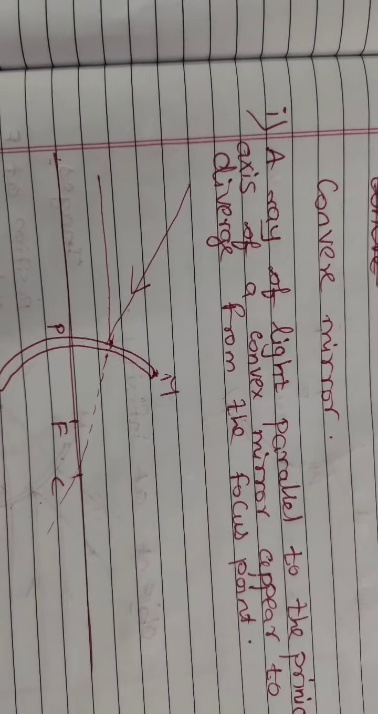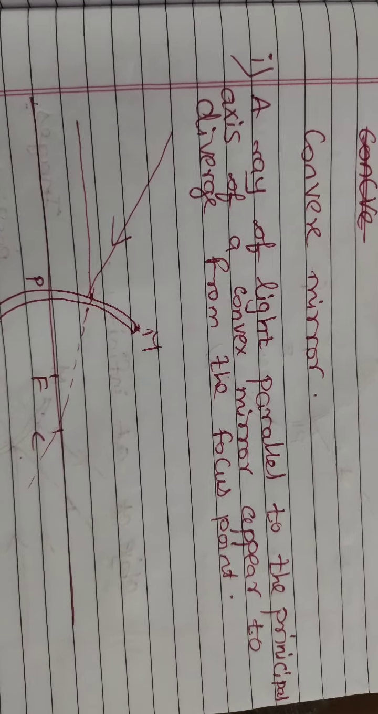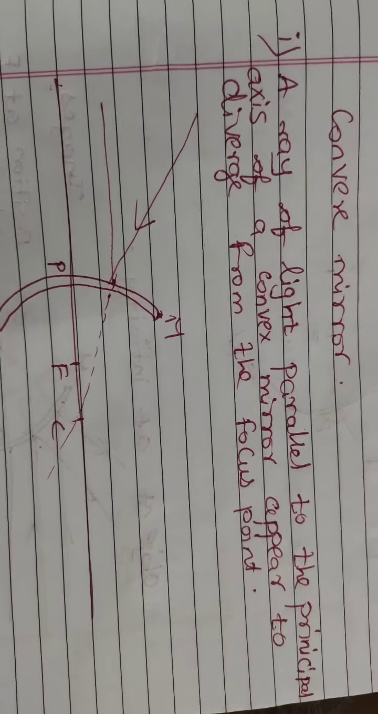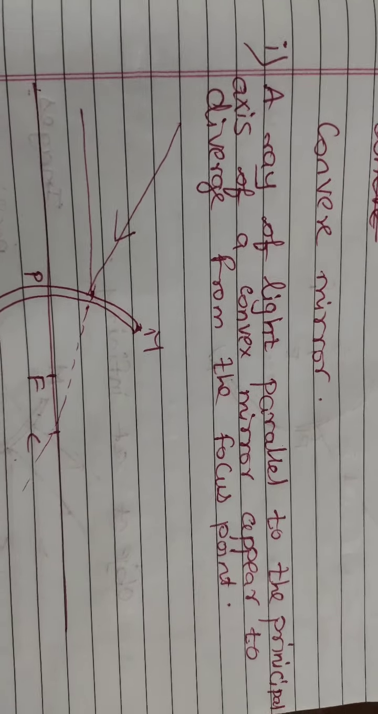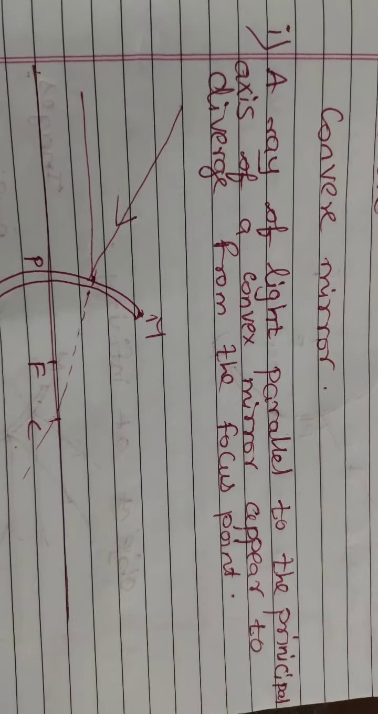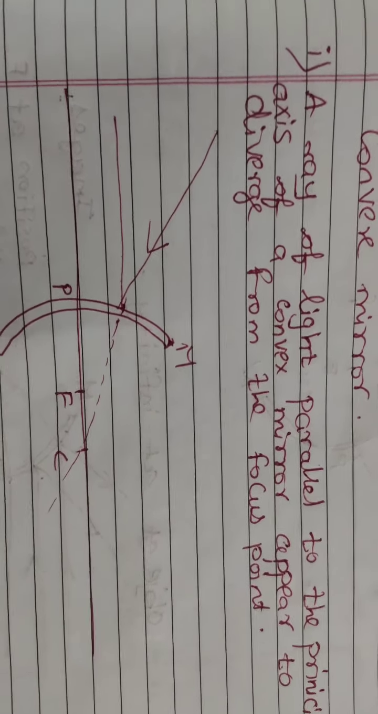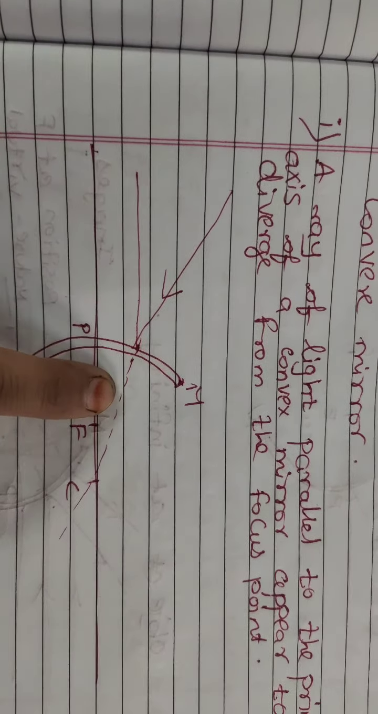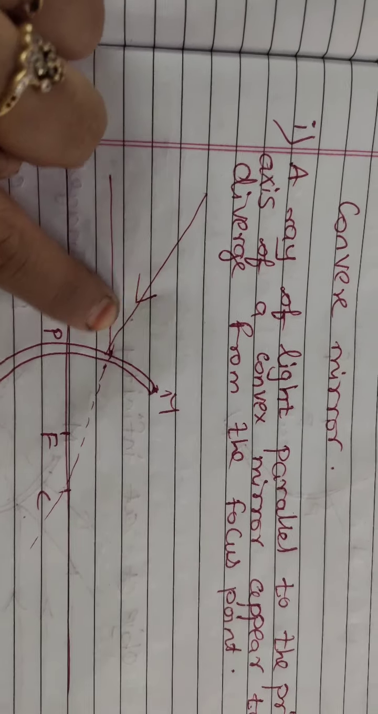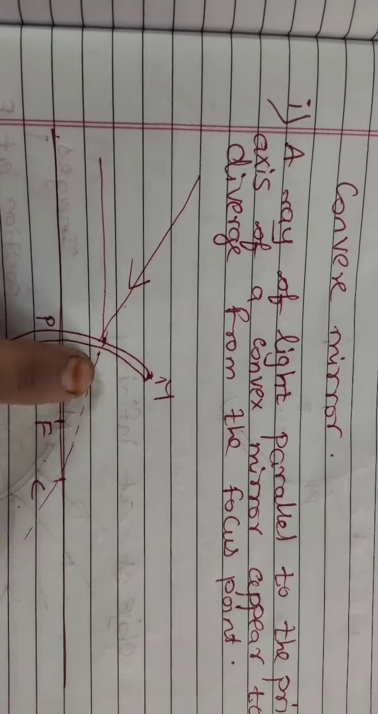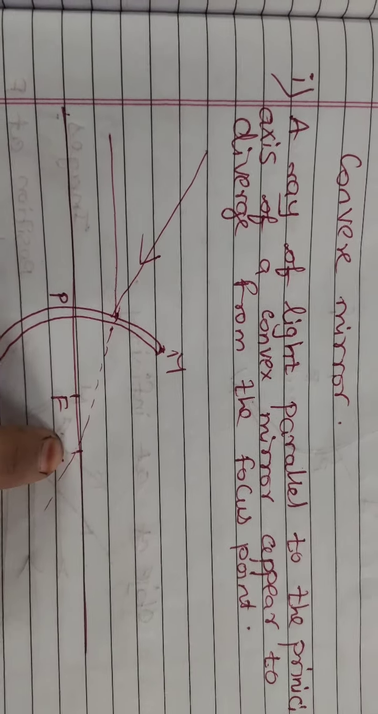Now the second part of spherical mirrors is the convex mirror. We all know in a concave mirror we created a real image, but in a convex mirror the image will be virtual, meaning imaginary. So it also has 6 points. The first point is the ray of light parallel to the principal axis of a convex mirror appears to diverge from the focus point. Diverge means it appears to come from the focus point. The ray is from this side and it is parallel to the principal axis, but it diverges from F to C.